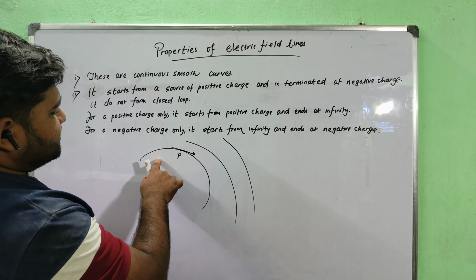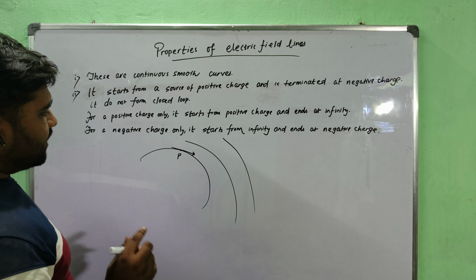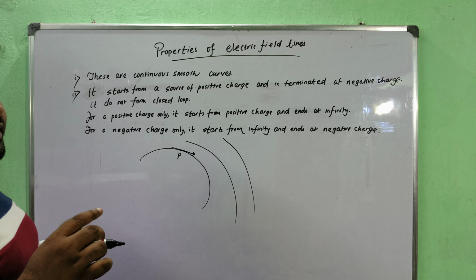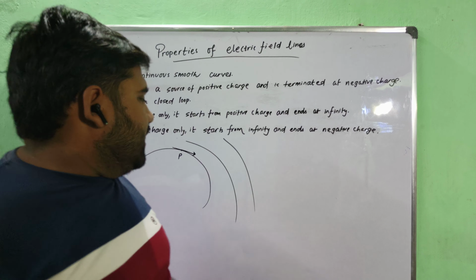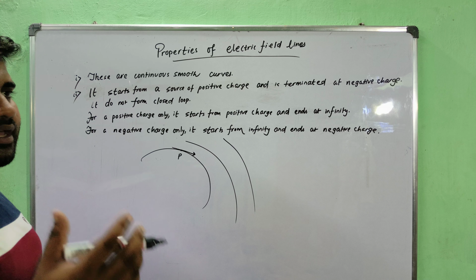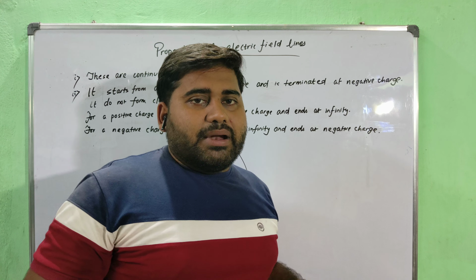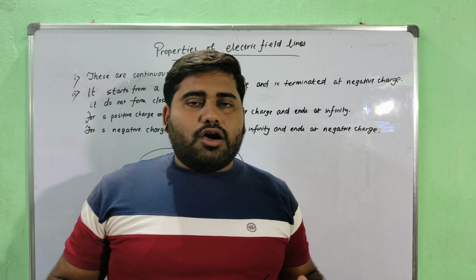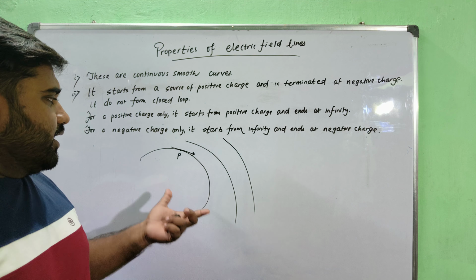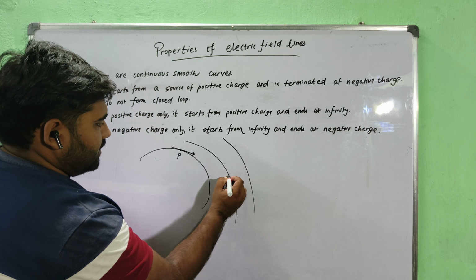If there is any curve of an electric field and you are going to find the electric field direction at that point, it is only going to give you the electric field direction, not its magnitude or anything else, but it will give you the direction of the electric field at that particular point, like this.